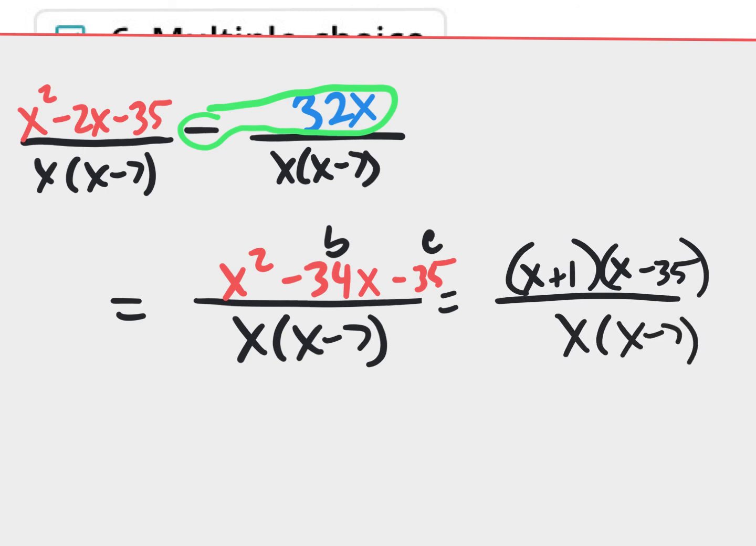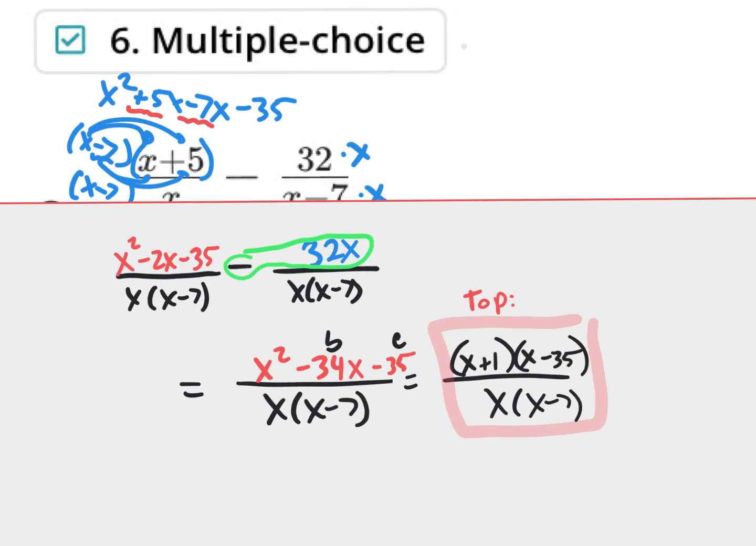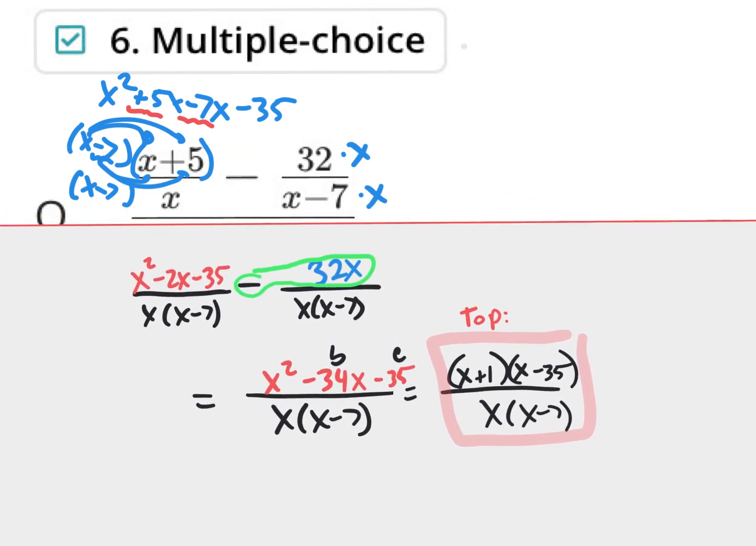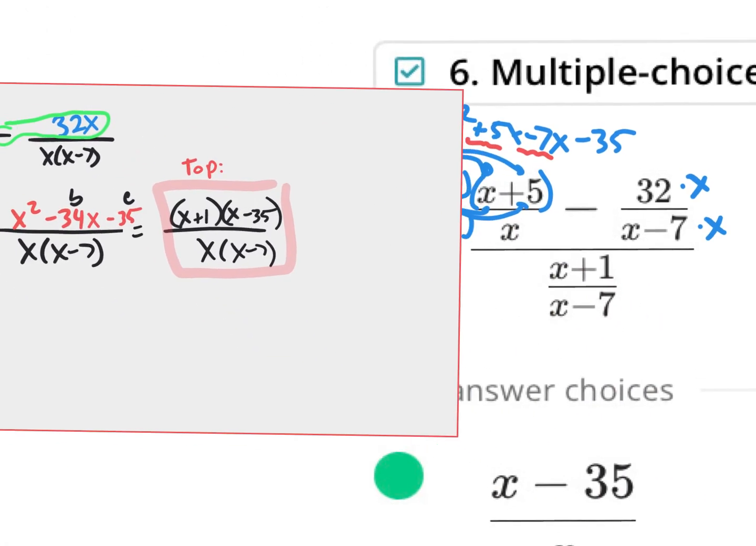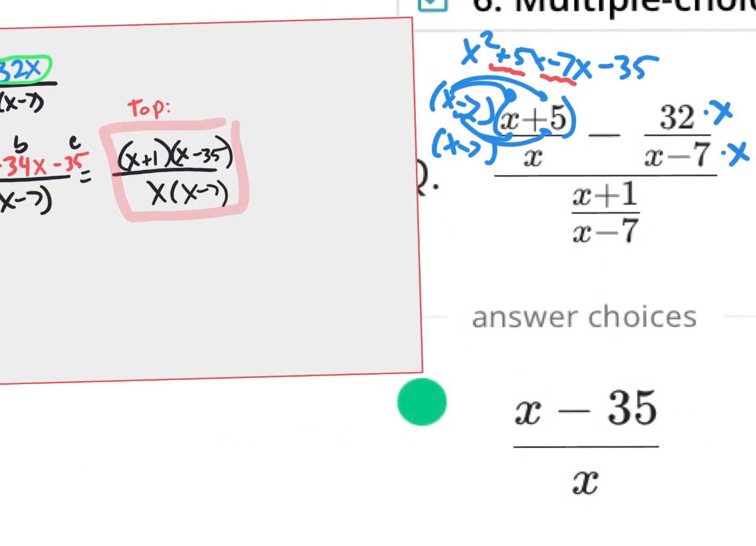So what we need to remember is that this right here is barely the top part of our original question. The top part, the numerator. Let's go back to the actual question itself. You see, we were working on this, but we still have this bottom part, the divided by the fraction 1, or x plus 1 over x minus 7. So I need to divide this by that, okay?